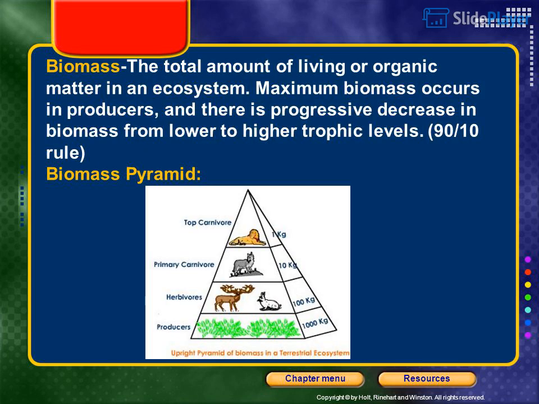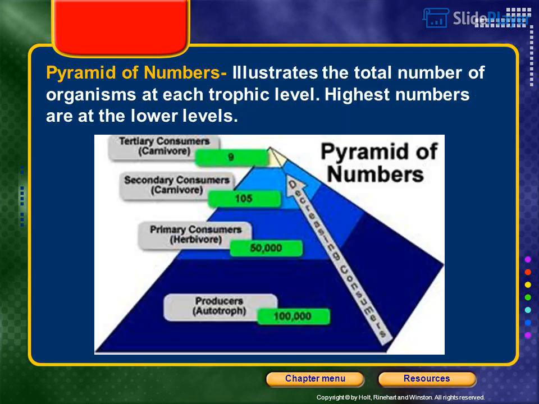Biomass: the total amount of living or organic matter in an ecosystem. Maximum biomass occurs in producers, and there is a progressive decrease in biomass from lower to higher trophic levels. 90/10 rule, biomass pyramid. A pyramid of numbers illustrates the total number of organisms at each trophic level. The highest numbers are at the lower levels.